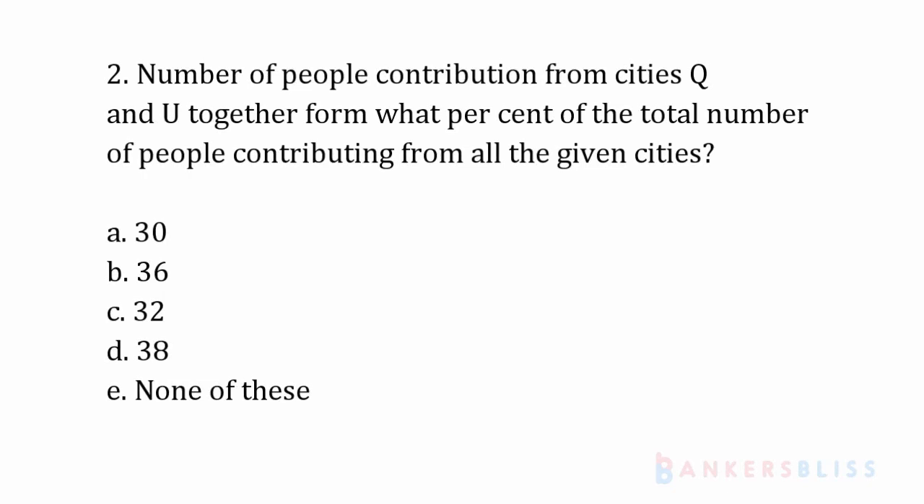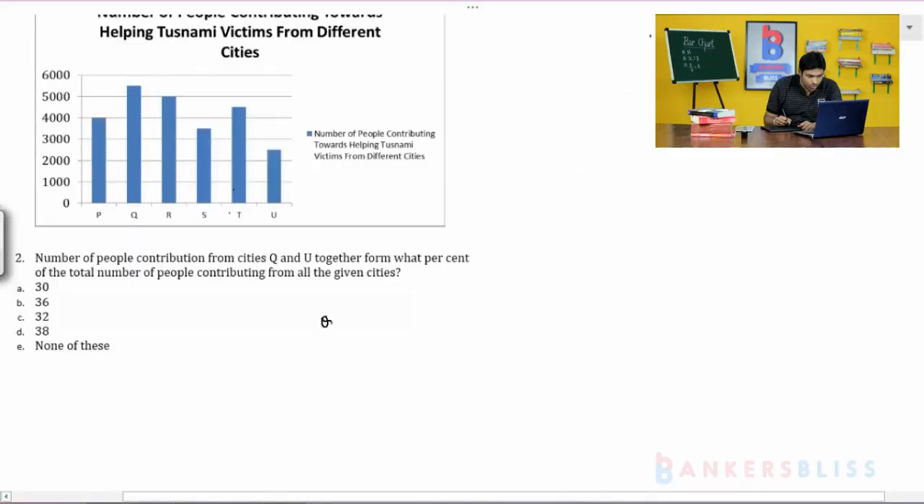Number of people contributing from cities Q and U together form what percent of the total number of people contributing from all the given cities? So you have to calculate Q plus U divided by the total of all the cities. So Q, how much does it form? In the chart they have given it is 5500, and U is 2500. So altogether how much are you going to get? You are going to get 8000 people.